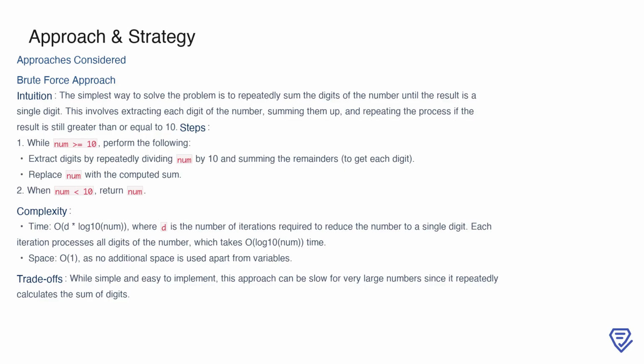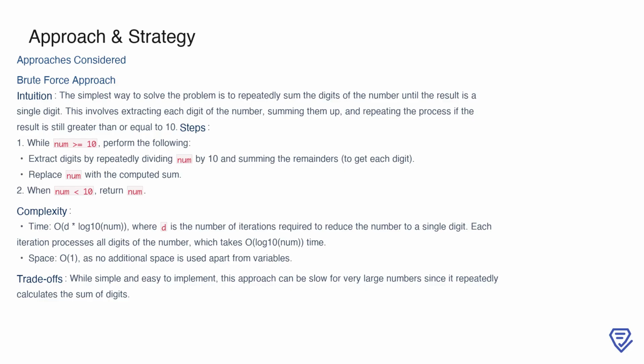While this approach is easy to implement, its time complexity is O(d log10 number), where d represents the number of iterations required to reduce the number to a single digit. Each iteration requires us to process all the digits of the number, which takes log10 number time. On the positive side, this approach uses constant space, as no additional memory is needed. However, for very large numbers, repeatedly calculating the sum of digits can make this approach relatively slow, which is a trade-off to consider.